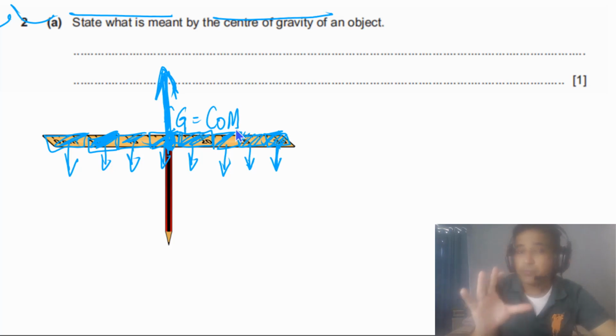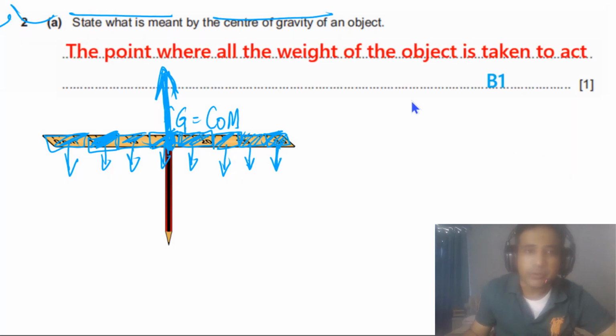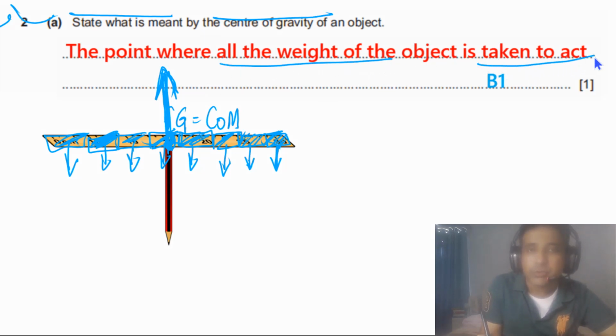A beautiful point, a special point, very important when we manufacture something or when we design anything. Center of gravity is a very important point. Let me show you the answer, how you can write down your answer. In your answer you can simply mention the point where all the weight of the object is considered to act or is taken to act. That point is the center of gravity.